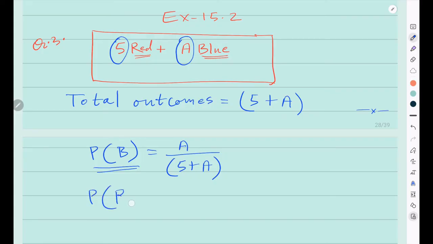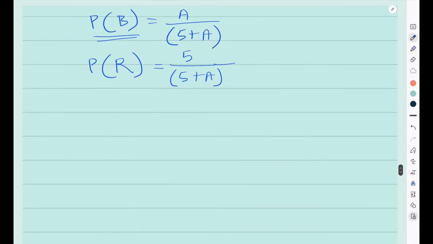And then it is telling what is the probability of drawing a red ball. Actually, according to our setting or whatever equations we have made, the probability of getting a red ball is 5 divided by 5 plus A, isn't it? Okay. So now it is telling the probability of drawing a blue ball is double that of a red ball. Okay, then we can make an equation.